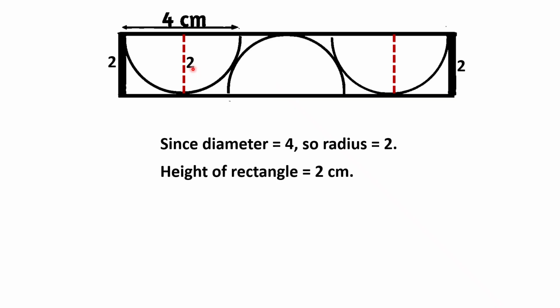First, since the diameter is 4 centimeters, the radius will be 2 centimeters. So the height of the rectangle is 2 centimeters. The radius of the semicircle is 2 centimeters and the height of the rectangle is 2 centimeters. The distance between the top and bottom parallel sides of the rectangle is 2 centimeters.